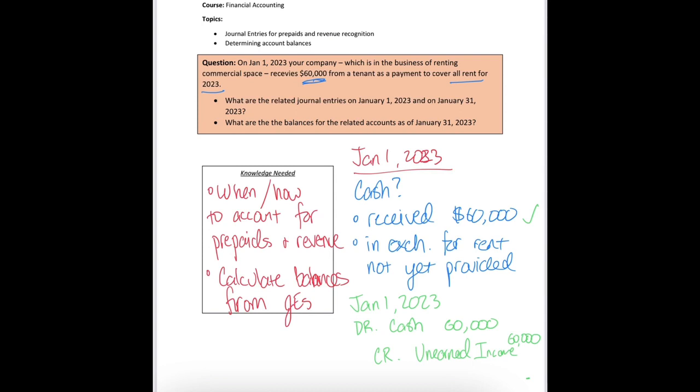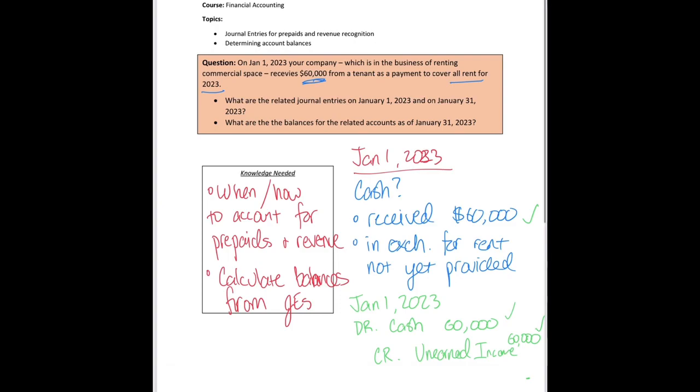We're recognizing that, hey, we got some cash for $60,000, but what did we get that $60,000 for? Not because we've actually provided a good or service to recognize revenue. What we've essentially done is we've taken on a liability to say, okay, thank you for the $60,000. I now have a duty to you, tenant, to then provide you $60,000 worth of rent throughout the year. Okay, so that's that first journal entry there.